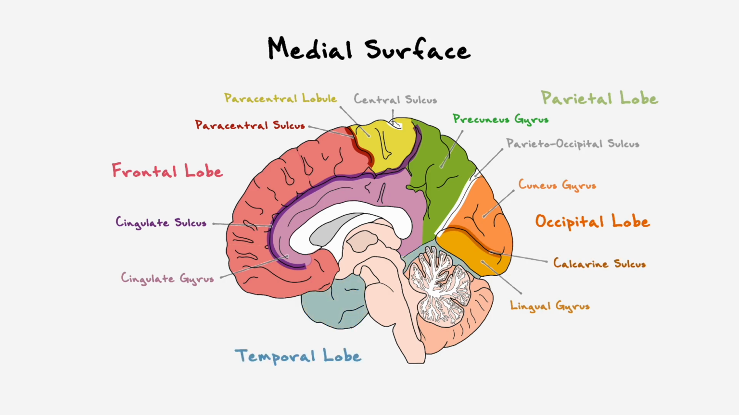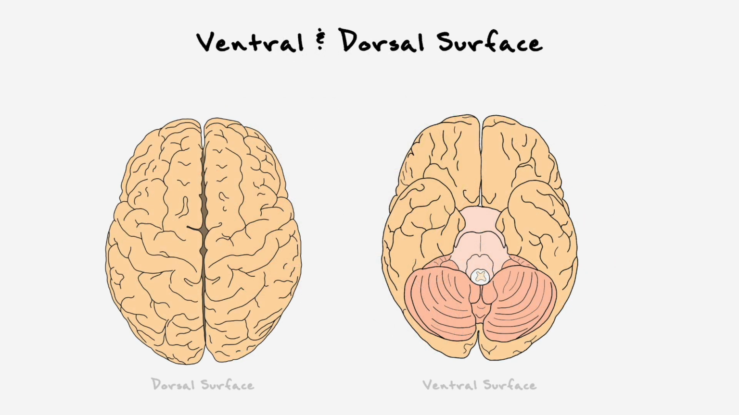In essence, these areas are the main gyri and sulci of the cortex that are outlined on the medial surface. There are no obvious and prominent sulci in the temporal lobe that we can clearly see from this view. To complete our picture on the relevant sulci and gyri of the brain, I want to consider the ventral and dorsal surfaces of the brain.